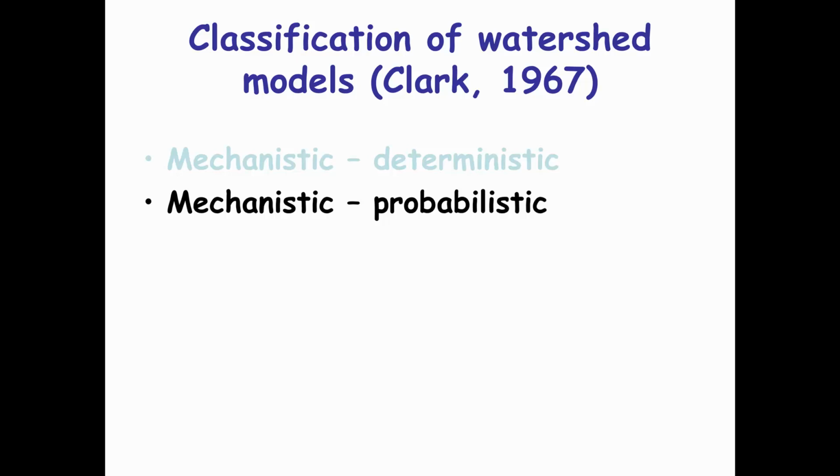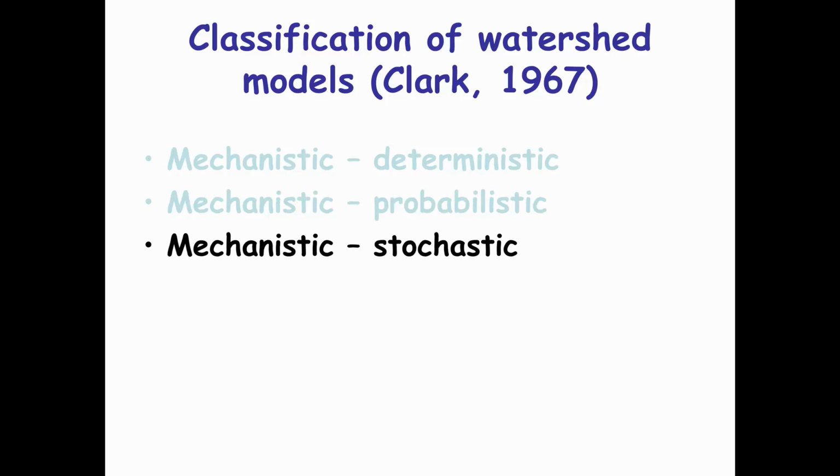Mechanistic probabilistic would be one in which the inputs might not be known with certainty. So rainfall, for instance, is not always known with certainty. It generally isn't known. There's a probabilistic nature to it. So if you don't know the inputs with certainty, even if the equations of the model are known with certainty, the outputs will be uncertain. Same thing with stochastic as applied to a mechanistic model.